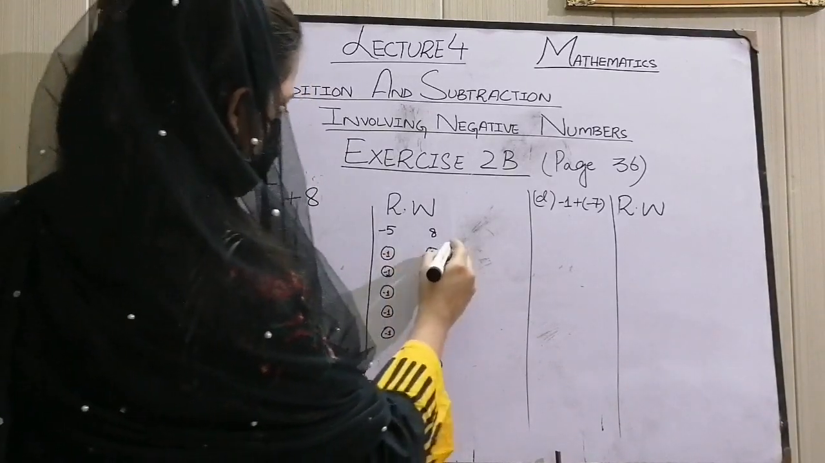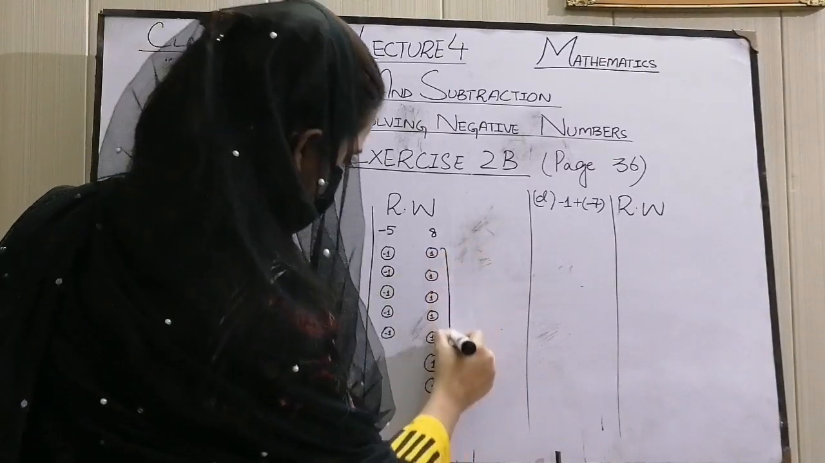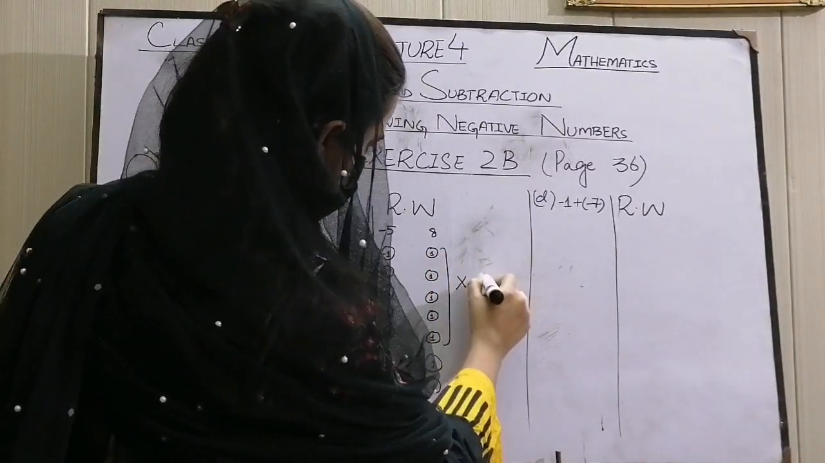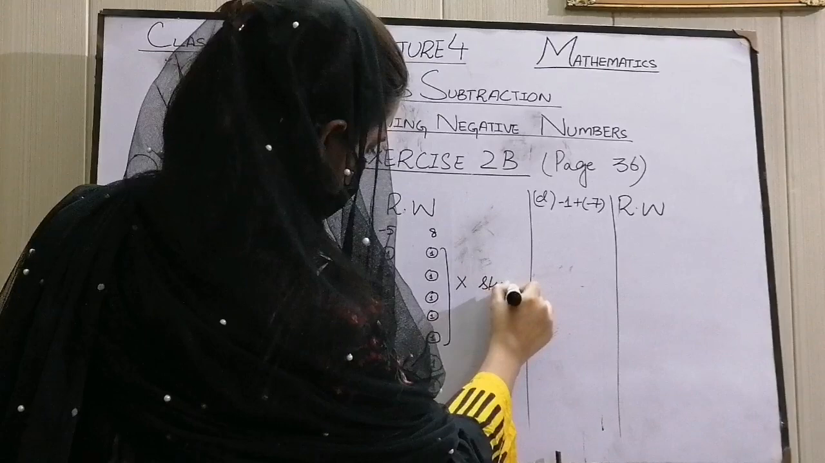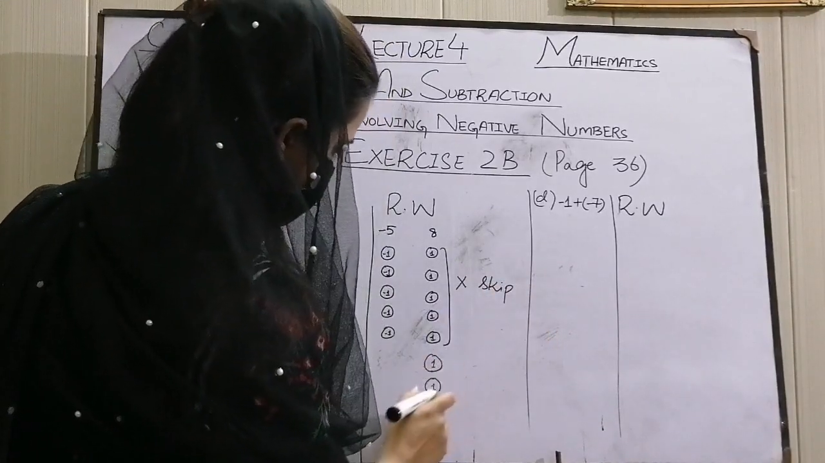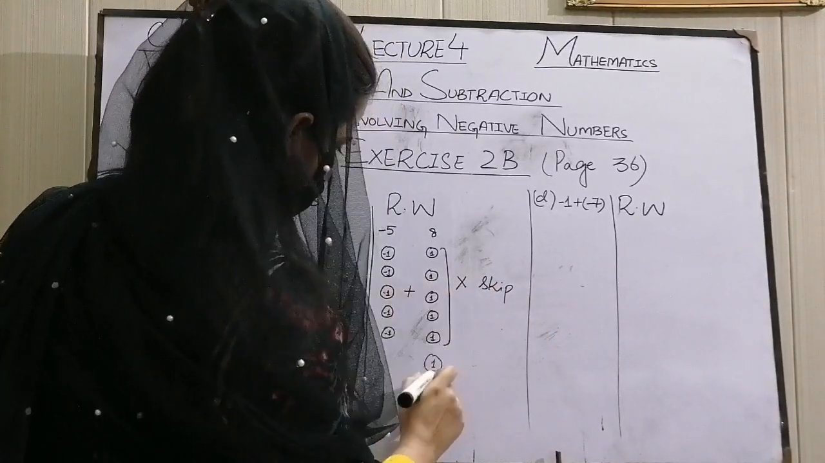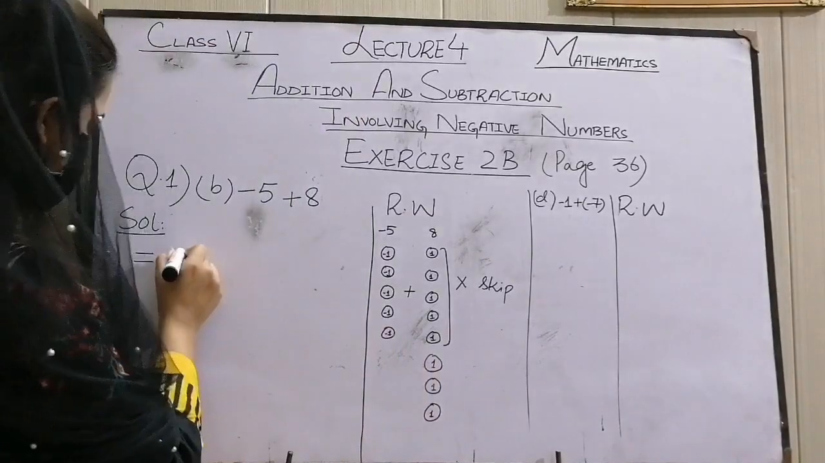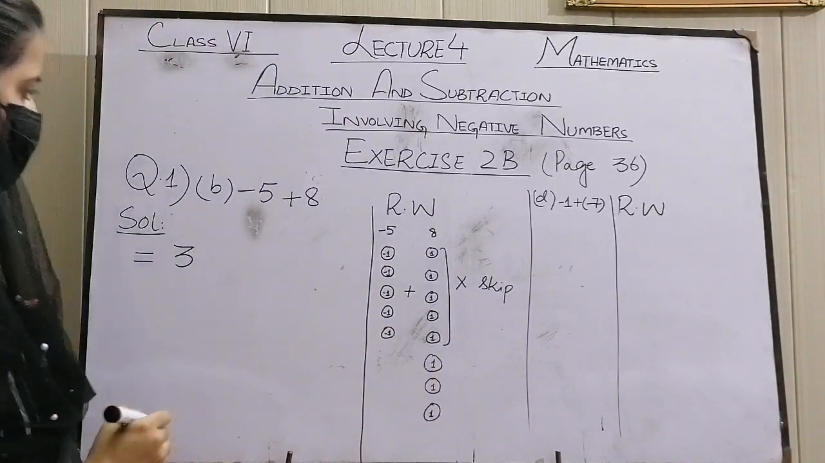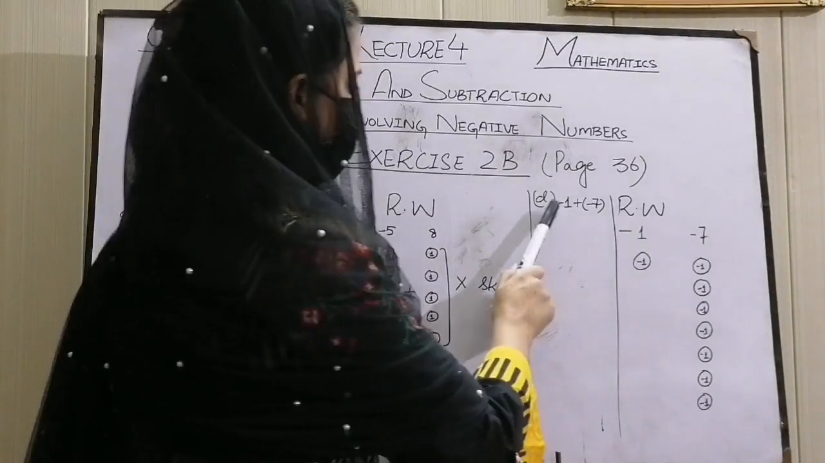We have to skip the disks which are different. Skip. And the rest of the disks are the answer. 1, 2, 3. So 3 is our answer. Now we'll do part D.